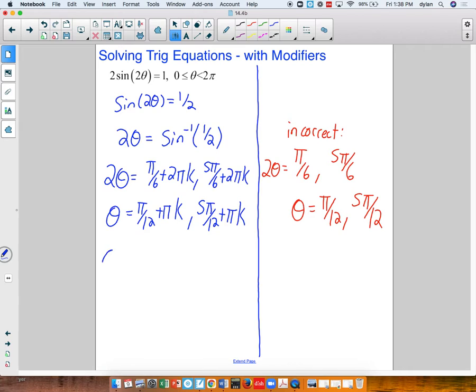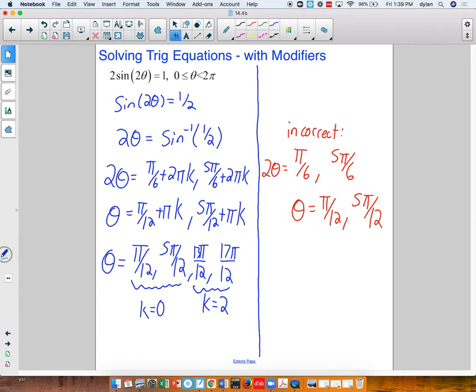So for example here, we would have theta equals, obviously, pi over 12 when k is 0, and 5 pi over 12 when k is 0. So these two are each option when k equals 0. But now if k equals 1, we would have 13 pi over 12, because pi over 12 plus 12 pi over 12. And if k equals 1 for the second one, we'd have 17 pi over 12. So this is when k equals 1.